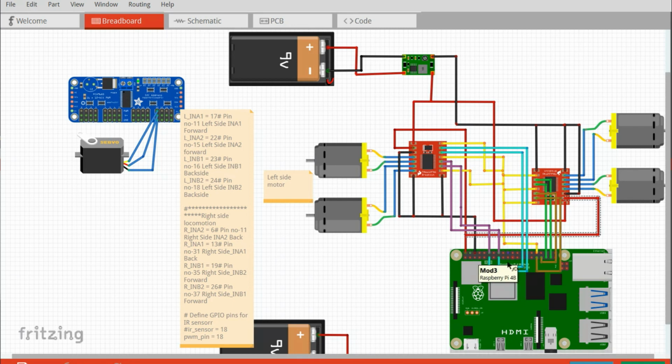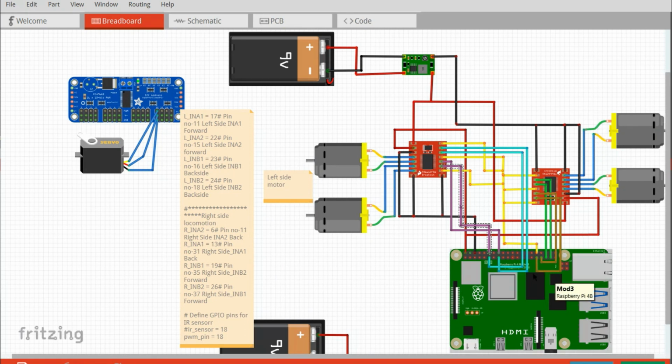Now these four GPIO are controlling these two motors, and these four GPIO are controlling these two motors. The first, GPIO 23 and GPIO 18, are controlling this motor. On the other hand, these two pins, GPIO 22 and GPIO 17, are controlling this motor.